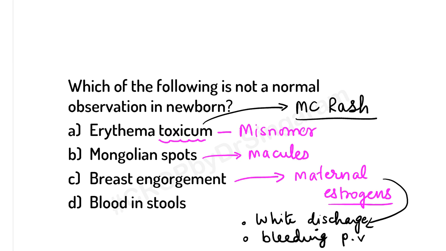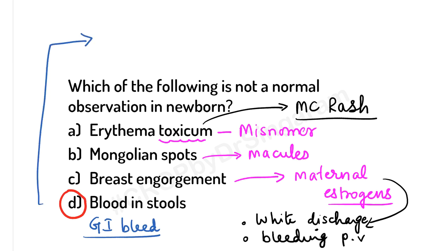Now look at the fourth option, blood in the stools. Blood in the stools is never normal. What is the meaning of blood in the stools? Blood in the stools signifies a gastrointestinal bleed, which is never normal in a newborn. And one of the very important conditions which should be considered whenever there is a bleeding manifestation, especially gastrointestinal bleeds, is vitamin K deficiency.